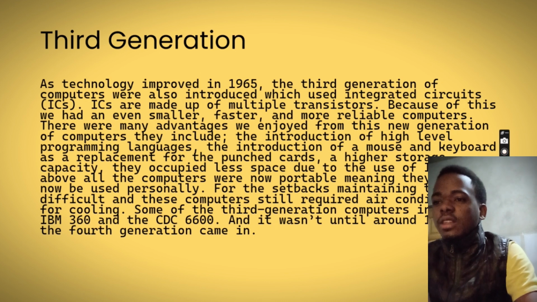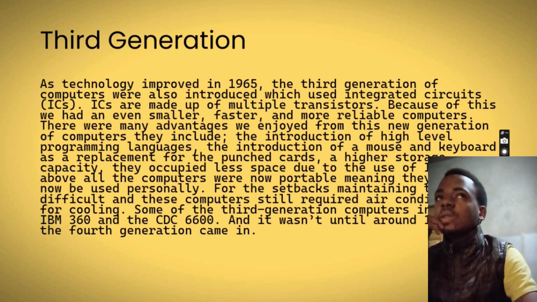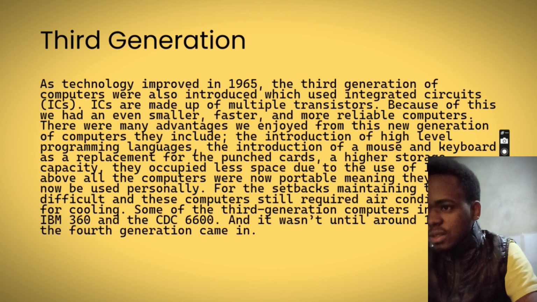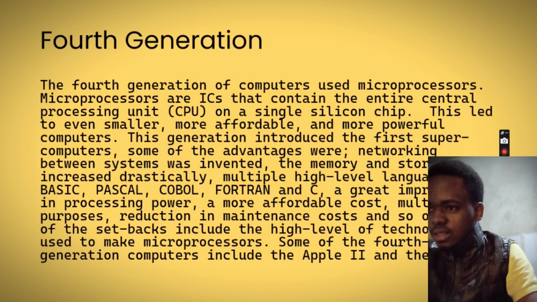And now, because of the improvement we had in the third generation, these computers were smaller, faster, and more reliable than the second generation. Some of the advantages we enjoyed include the introduction of high-level programming languages, the introduction of a mouse and a keyboard as a replacement for the punch cards, a higher storage capacity, and they occupied less space due to the use of integrated circuits.